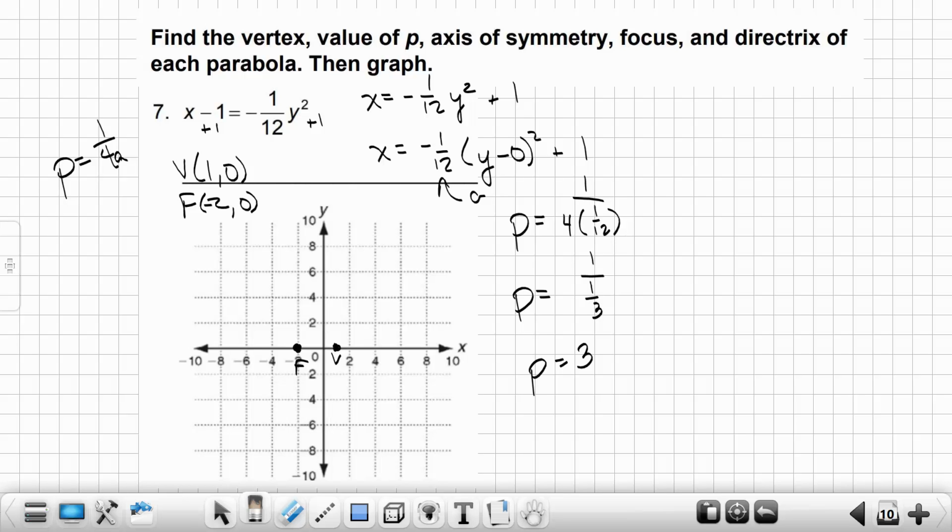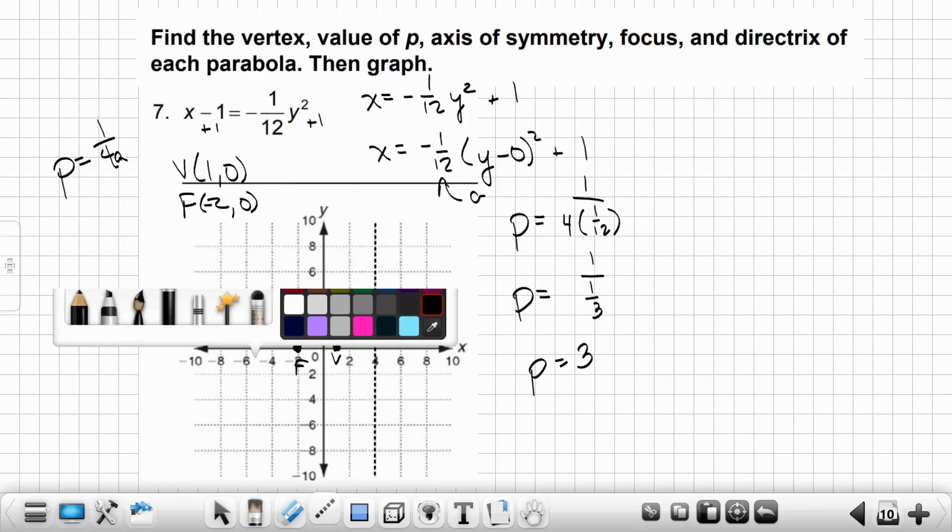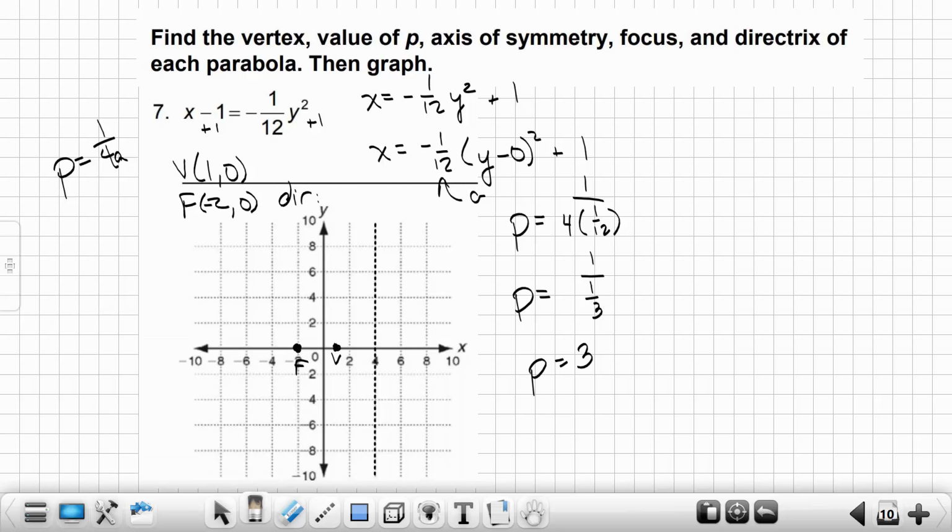The directrix is 3 to the right. The directrix goes through 4. The focus is 3 to the left because it opens to the left. The directrix is 3 to the right, which is the equation x equals 4. Kaya, directrix? x equals 4. The directrix is x equals 4.